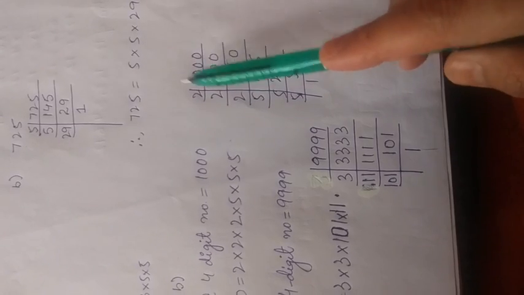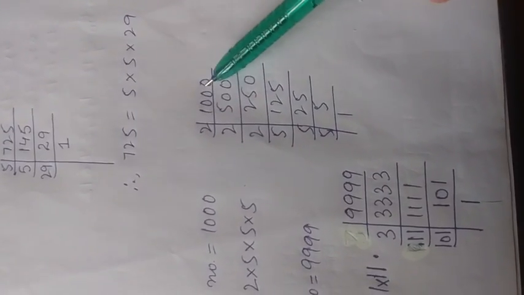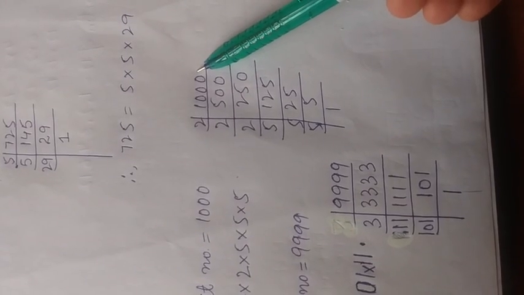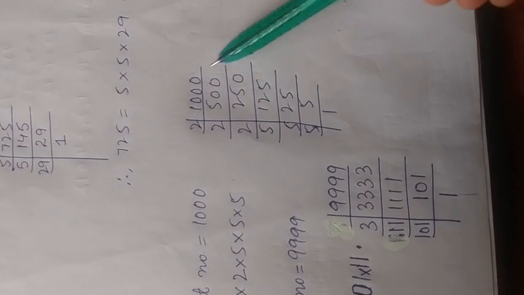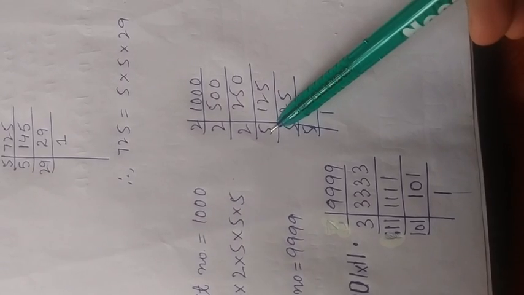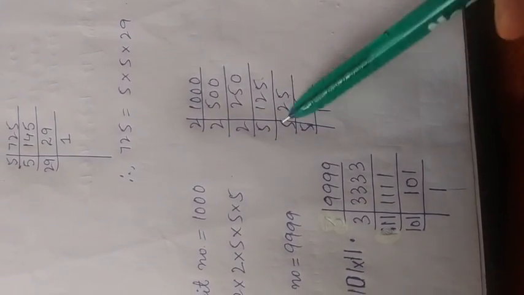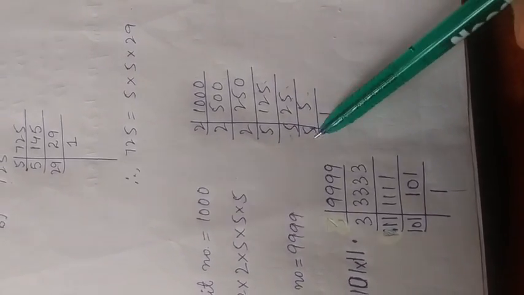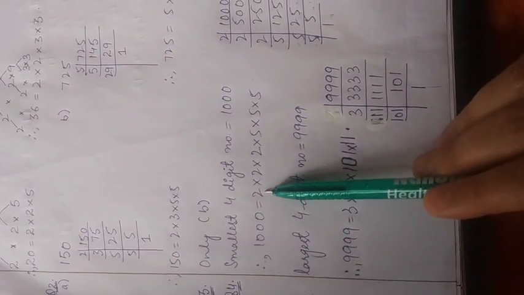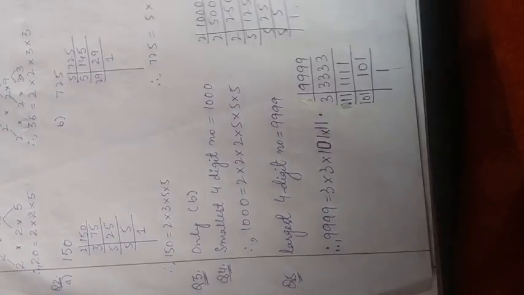I have written 1000 here. I'll check starting from 2, whether this will come in any table. So it is coming in the table of 2. So 2 500s are 1000. Then 2 into 250 is 500. 2 into 125 is 250. Then 5 into 25 is 125. 5 5s are 25 and 5 1s are 5. So students, this is the prime factorization. Therefore 1000 can be written as 2 into 2 into 2 into 5 into 5 into 5. I hope this question is clear.